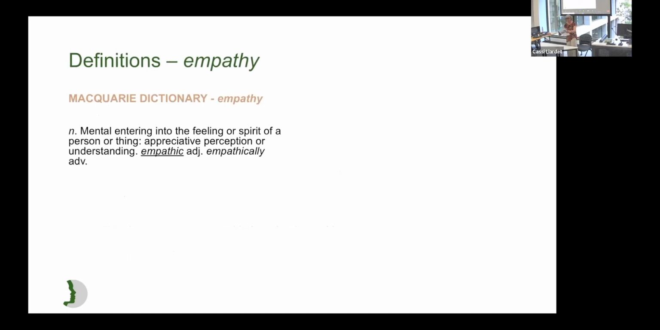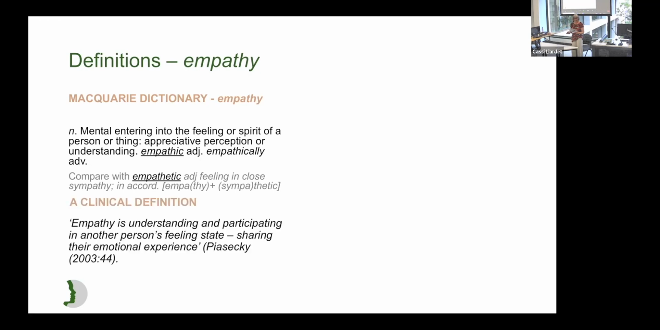I probably have to read this. So Macquarie says it's a mental entering into the feeling or spirit of a person or thing, appreciative perception or understanding. And interestingly, they note that the adjective of empathy is empathic, and then they compare it to empathetic, which they comment is a combination of empathy and sympathy, which was something that we were interested in. Why empathic and empathetic? Is there a difference? So in the Macquarie, they bring up that difference.